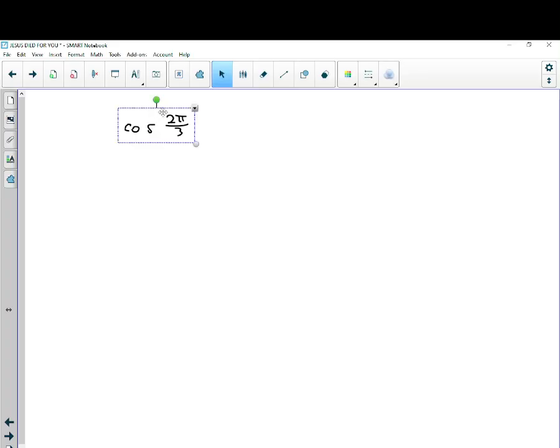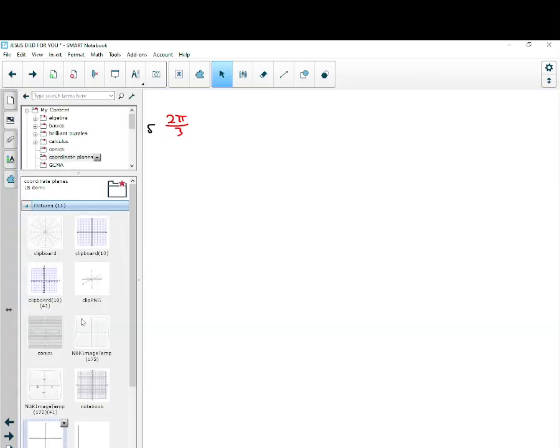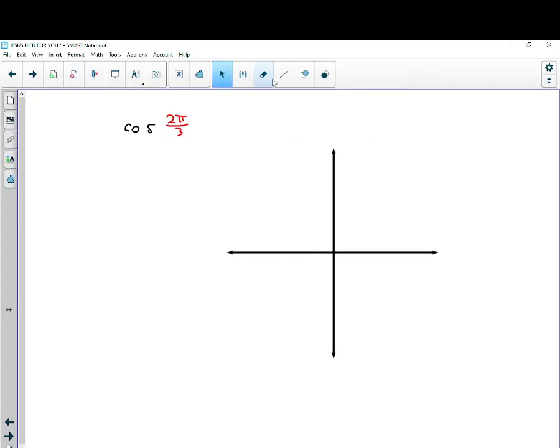Now, suppose we want the cosine of 2 pi thirds. And again, I'm going to color the angle, pull out a coordinate plane, and for 2 pi thirds, we have to know where the terminal side of 2 pi thirds is. Here's the angle, 2 pi thirds. But we need a triangle.